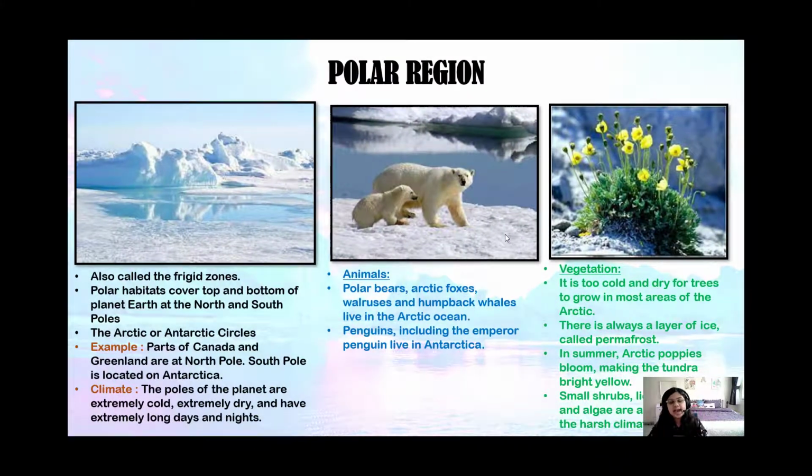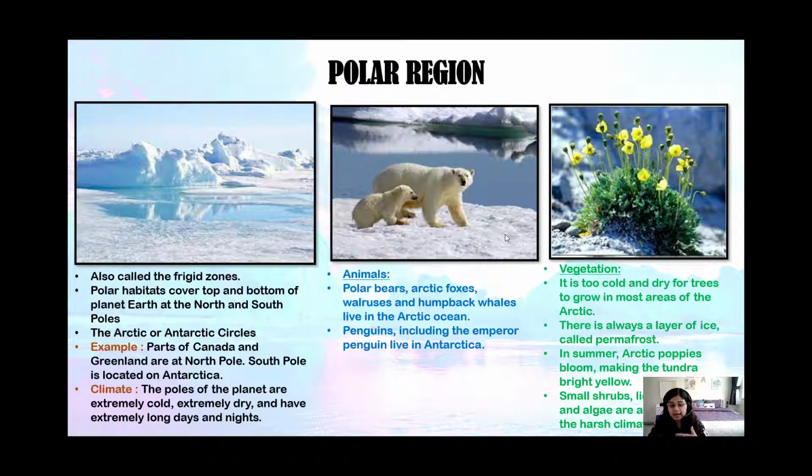Coming to our first habitat, the polar region. The polar region is also called the frigid zone. Polar habitats cover the top and bottom of planet Earth at the north and the south poles, the Arctic or Antarctic circles. Example: parts of Canada and Greenland are at the North Pole. The South Pole is located on Antarctica. Climate: the poles of the planet are extremely cold, extremely dry, and have extremely long days and nights.